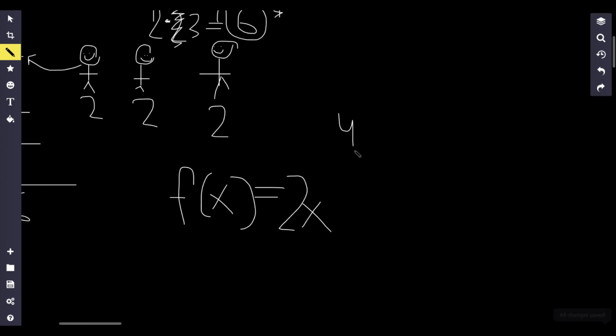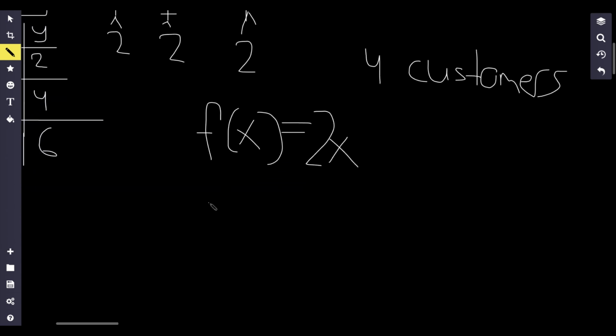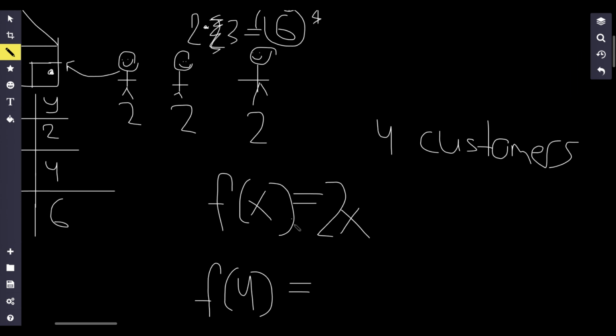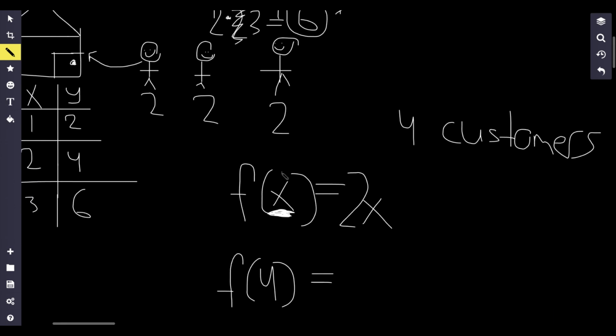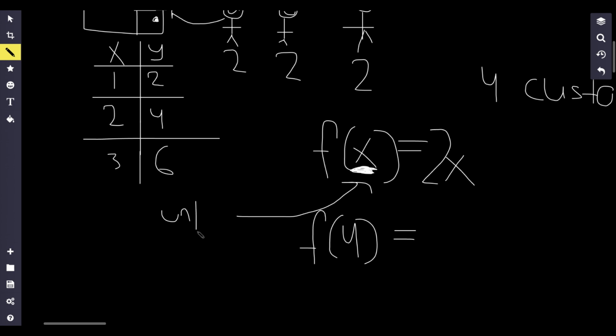So let's say I have 4 customers coming into my restaurant, how many cookies would I need? Well, in this case, the way to represent this is f of 4. If you're trying to represent the amount of cookies I would need for 4 customers, well, f of x represents an unknown amount of people.